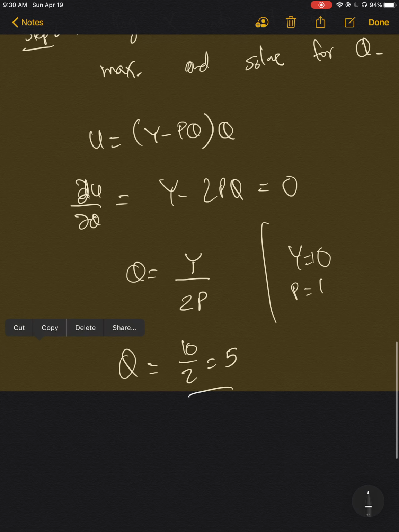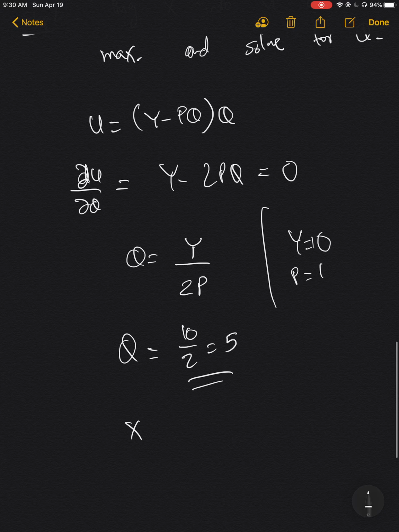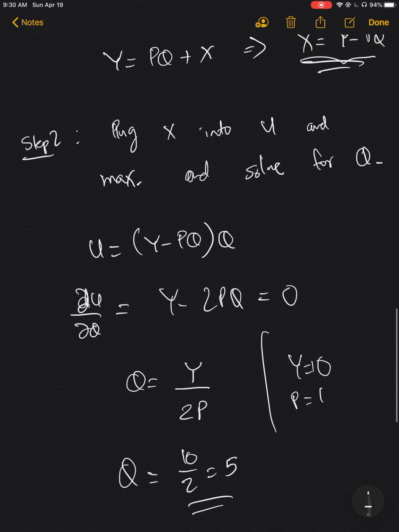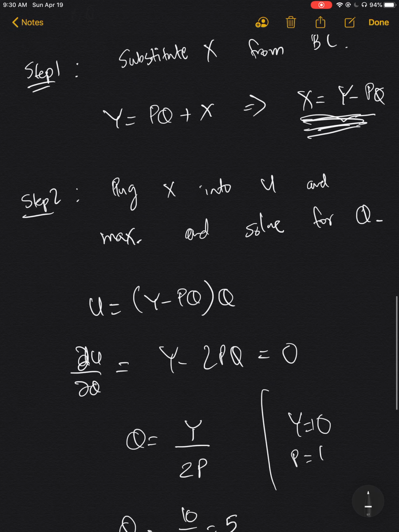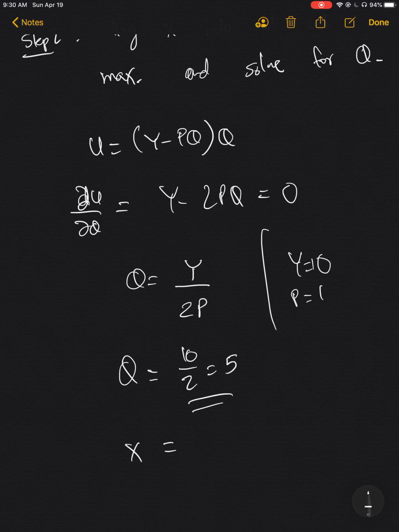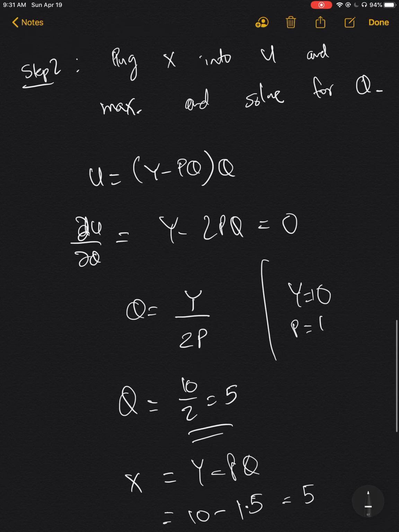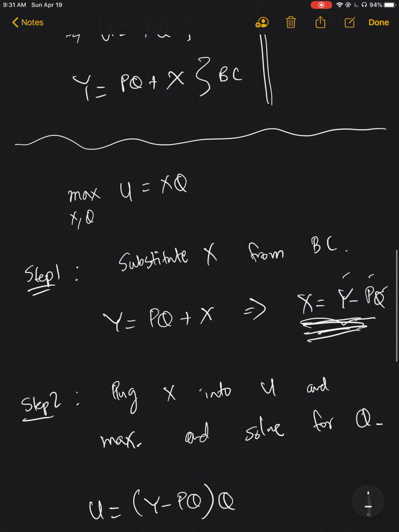Given this is the Q the consumer is going to choose, the X the consumer chooses is based off of this. Now you know what P, Q, and Y are. So X is going to be Y minus PQ, which is 10 minus 1 times 5, which is 5. So that was part A.